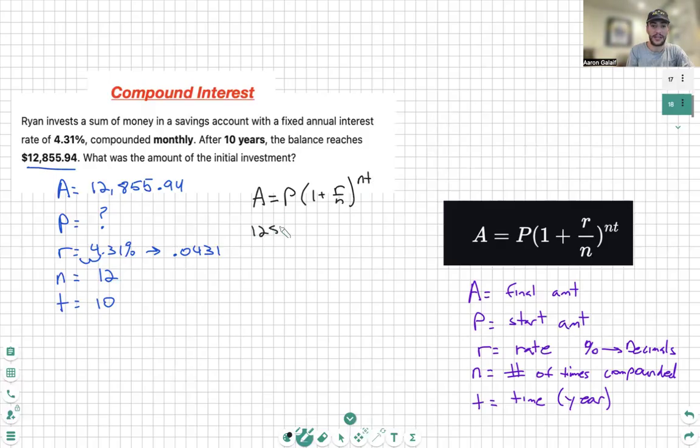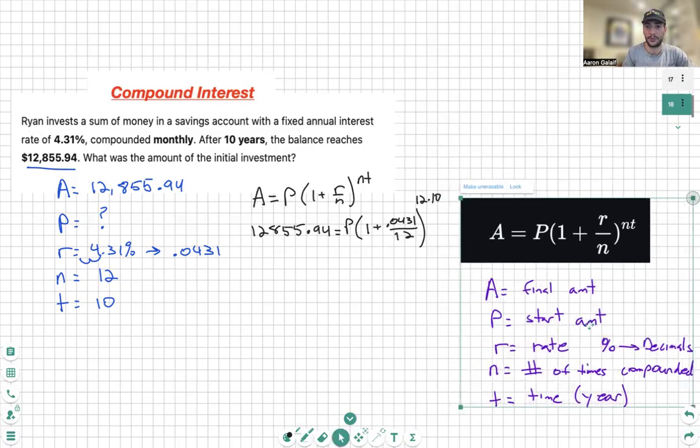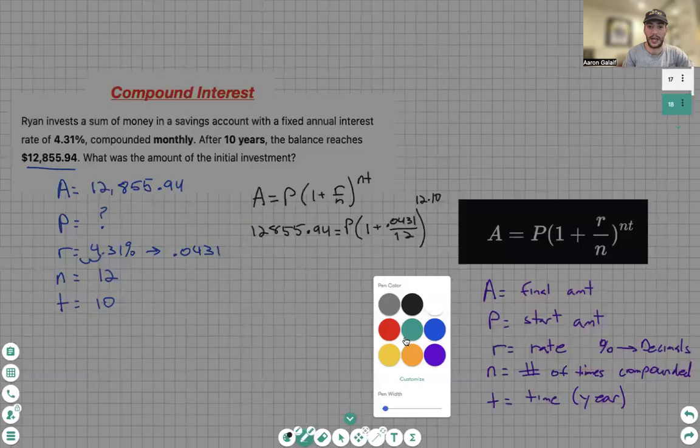A is 12,855.94. P is equal to P. We don't know that. Then we're going to replace the other stuff. So we're going to have 1 plus 0.0431, because that's our R, over N, which is 12. And we're going to put this to the power of N times T, which is 12 times 10. I'm going to move this over a little more so it's not in our way, and we'll put a little line in between.